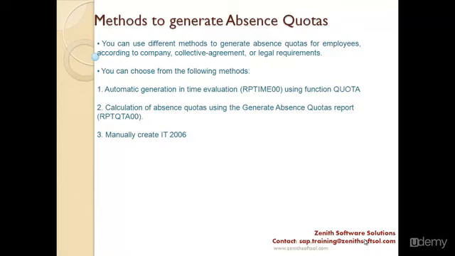The second one is calculation of absence quotas using a report called RPTQTA00. This report can also be used to generate the absence quotas. The third option is you can manually go and directly create the absence quotas in infotype 2006. Before you create, there will be some config settings you have to make, and some minor configuration you have to play around with to allow the system to create infotype 2006 manually.